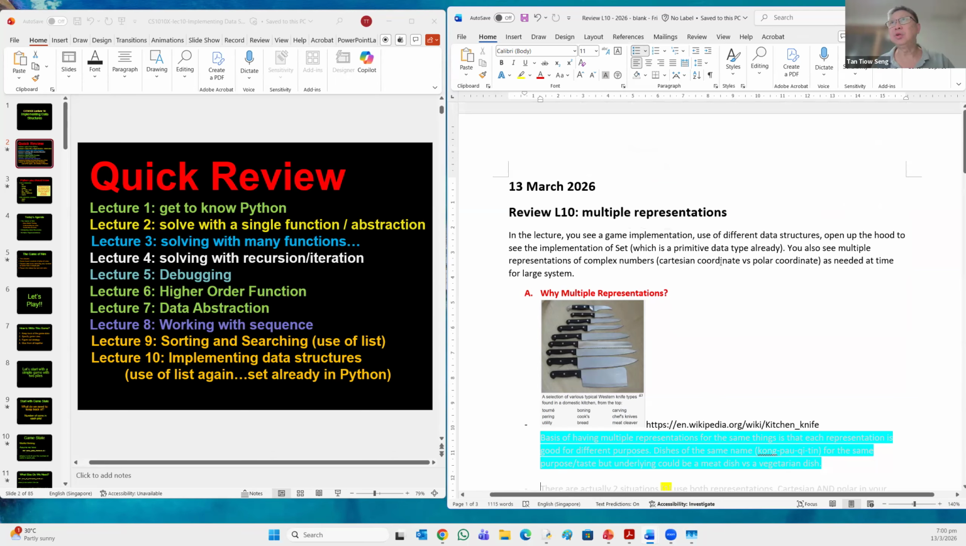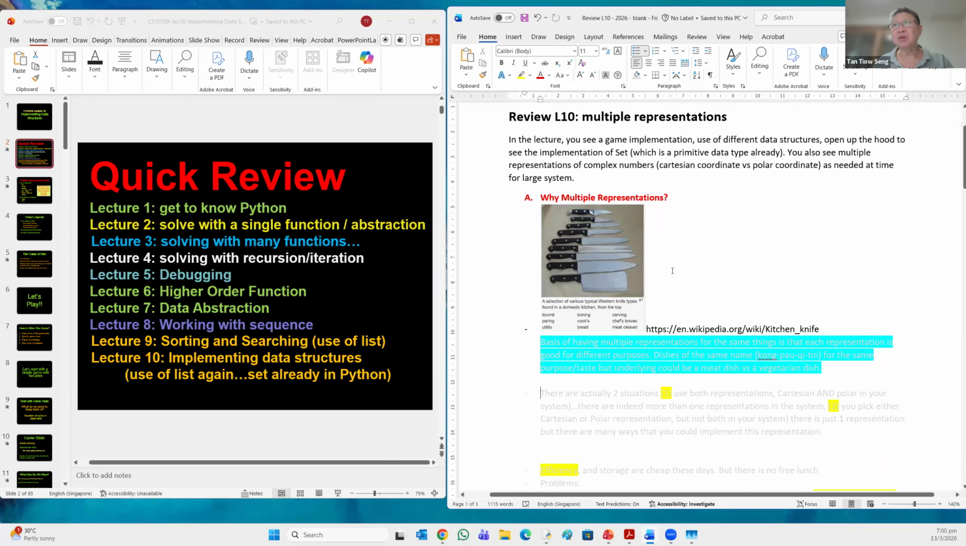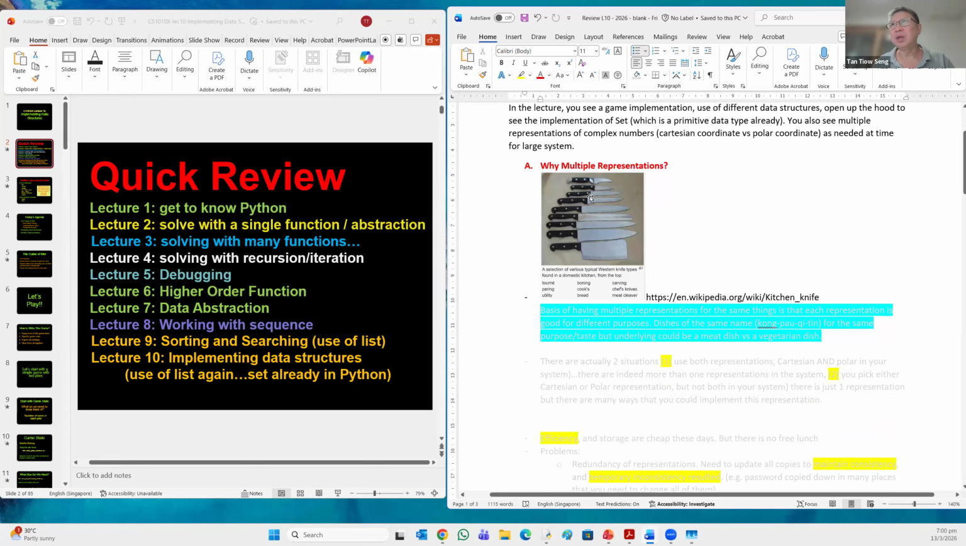Today it's a review for lecture 10, multiple representations. As the name implies, it's the same thing but represented in different manners. For this lecture, we have a game implementation and use of different data structures, and we open up the hood for you to see the implementation of a set. You also see different representations of complex numbers. Of course, why we do that, here's the rationale.